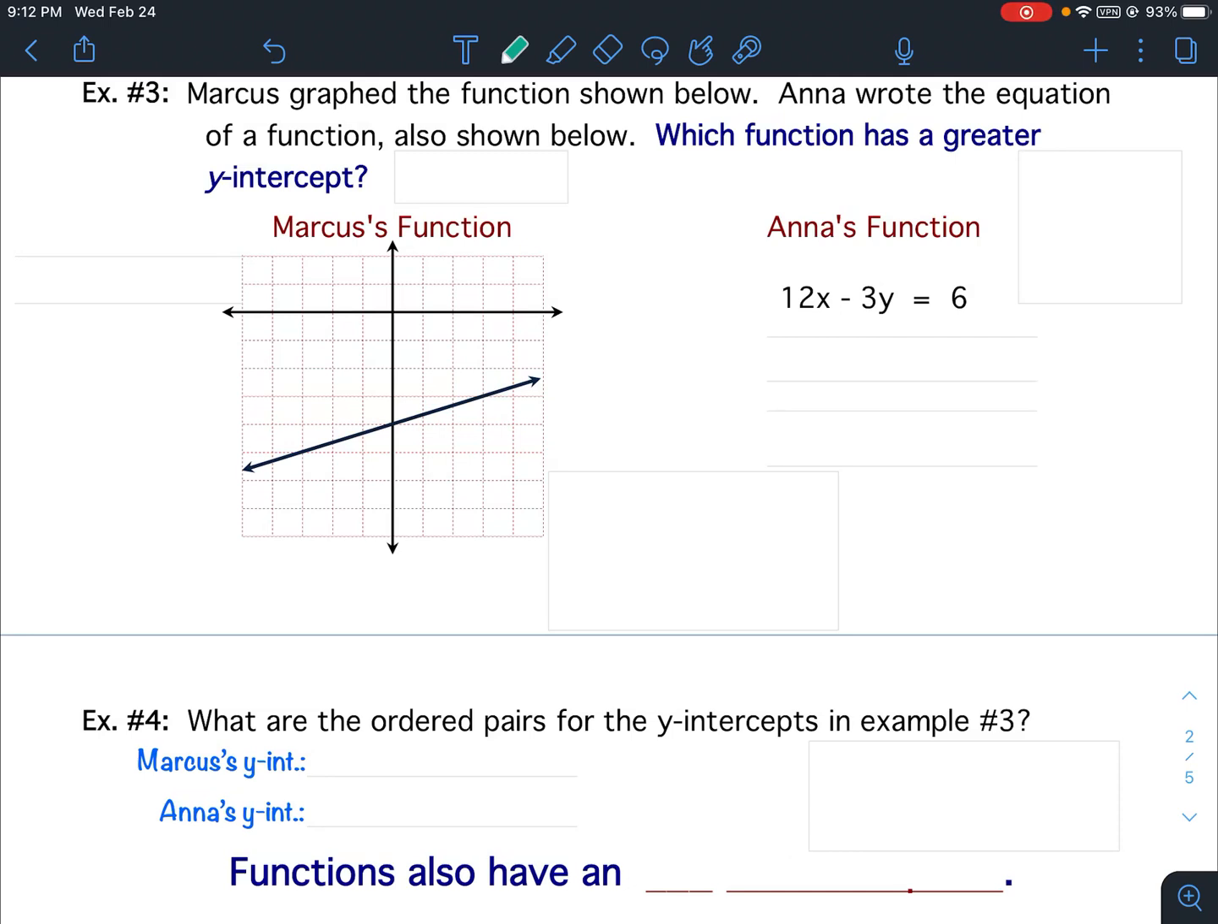Comparing functions, lesson 13 notes. Example number 3. Marcus graphed the function shown below. Anna wrote the equation of a function, also shown below. Which function has a greater y-intercept?